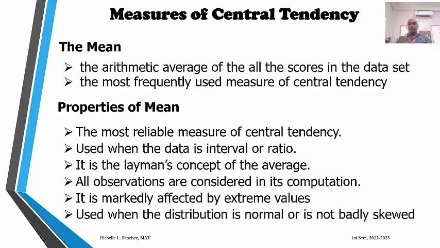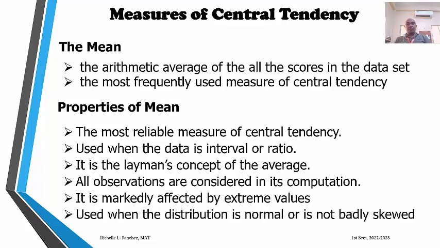And our mean has properties. One is the most reliable measure of central tendency. This is considered the most reliable measure of central tendency because every score contributes to the computation of the mean. That's why this is the most reliable measure of central tendency.